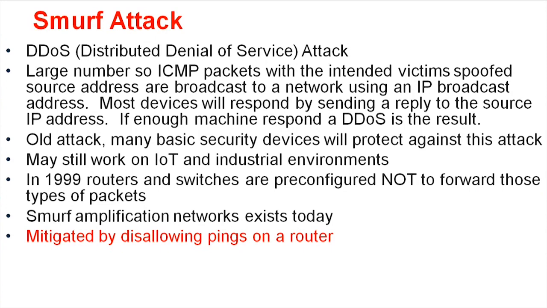ICMP Smurf. A large number of ICMP packets with the intended victim's spoofed source address are broadcast to a network using an IP broadcast address. Most devices will respond by sending a reply to those source IP addresses. So you talk to the machine, it bounces it back to all these other machines, and then they talk back, and you keep doing that, and it gets more and more amplified, and as a result, a DDoS will result.